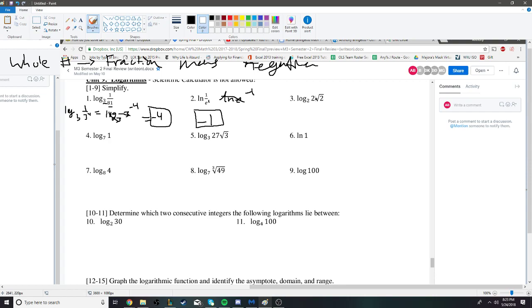This is multiplication, so we can use the properties to split them up. This is log base 2 of 2 plus log base 2 of 2 to the 1/2, because a square root could be written as a 1/2. Log base 2 of 2 is equal to 1. Log base 2 of 2 crosses out, and you're left with 1/2. And 1 plus 1/2 is 1 and 1/2.